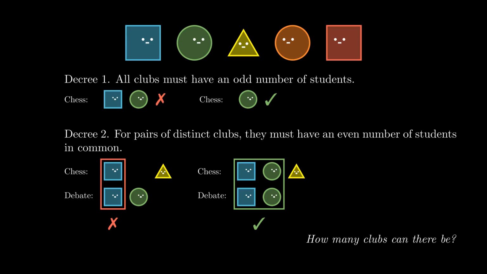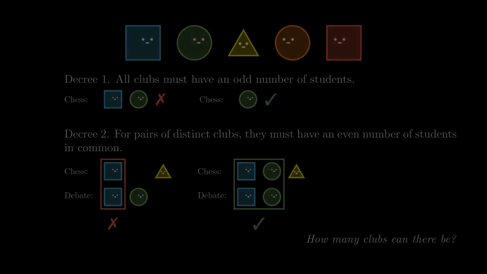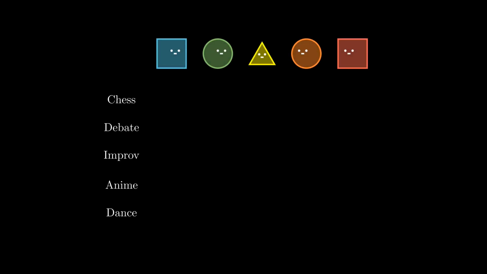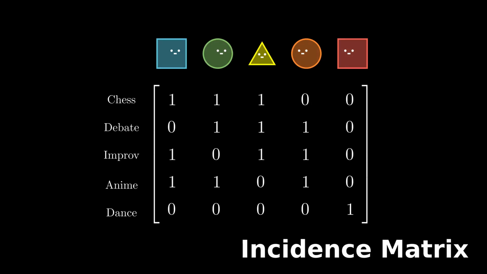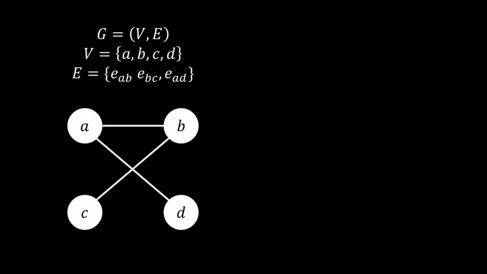It'll be helpful for us to tabulate the students in the clubs that they are in. Let each row of the table represent a club and each column a student. We put a 1 in a cell if the student is in the club. We put a 0 otherwise. This is a common structure known as an incidence matrix, and it can be used in many settings to record the relationship between elements and the sets which contain them. As an example, in a graph, the vertices are the elements and the edges are pairs of vertices.